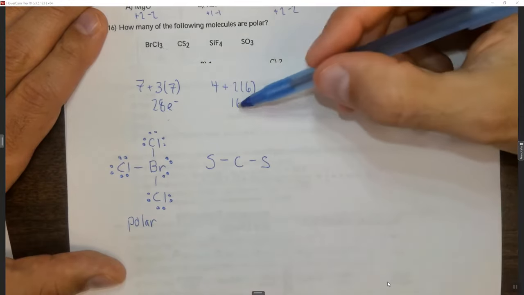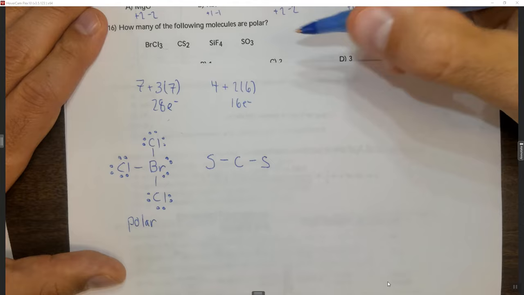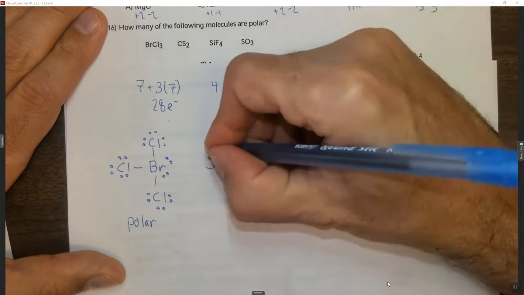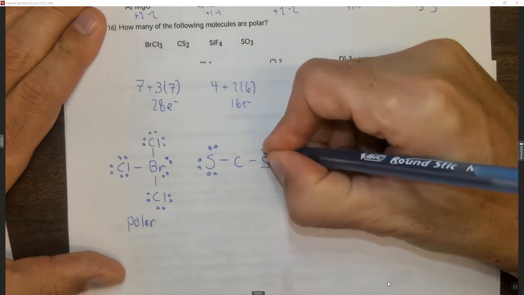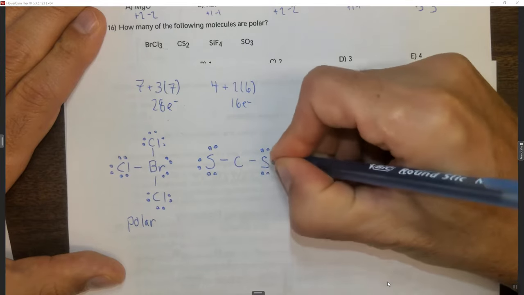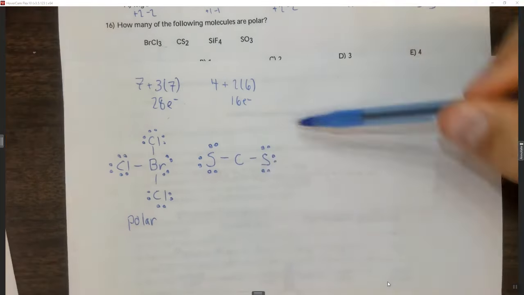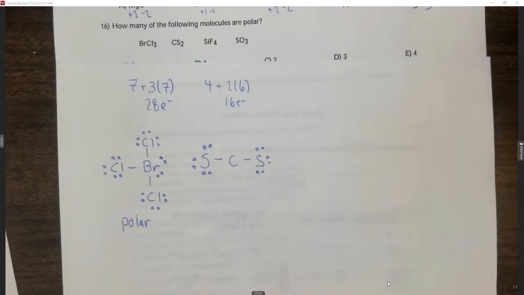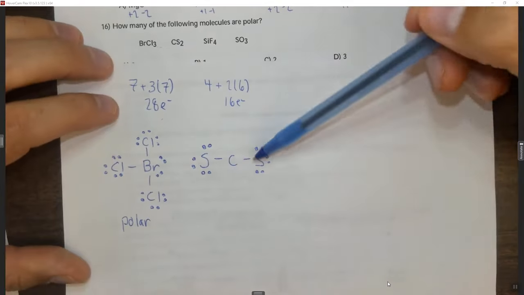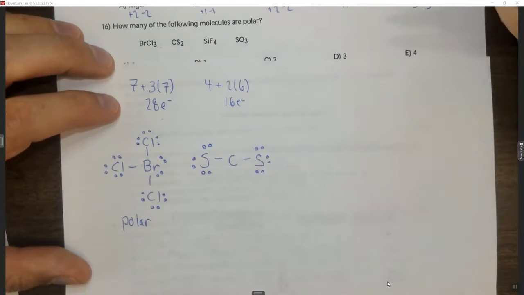Now I want to place my octets by using the 16 electrons. Well, 2 eighths are 16. So if I put 8 electrons around each sulfur, 2, 4, 6, 8, 2, 4, 6, 8, that's 8 total electrons around each sulfur, so 2 eighths are 16. I've used all the electrons.